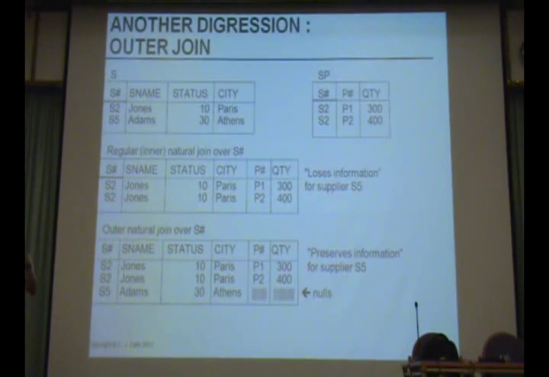Again, I'll say a word about outer join. I think we all know what outer join is. If we have suppliers and shipments, and there are just two suppliers, S2 and S5, and two shipments, both to supplier 2, as we know, if you do the regular join, supplier 2 will join to supplier 2 twice, but supplier 5 joins to nothing, so there's no row for supplier 5 in the result. And that's kind of annoying.